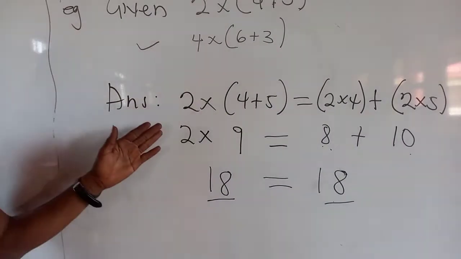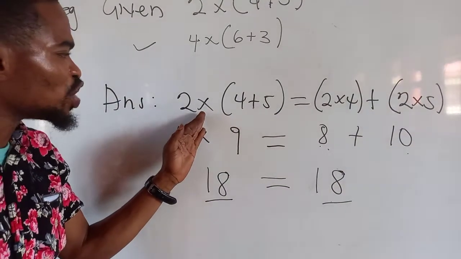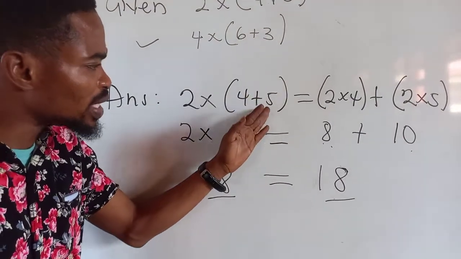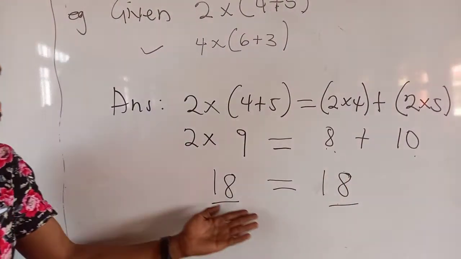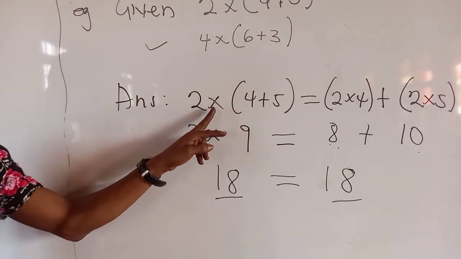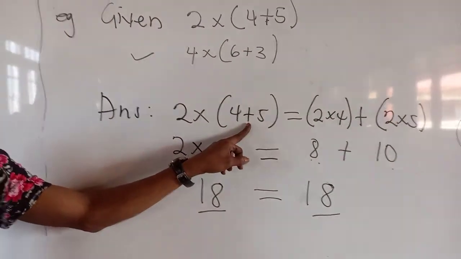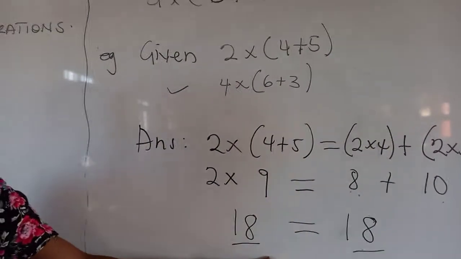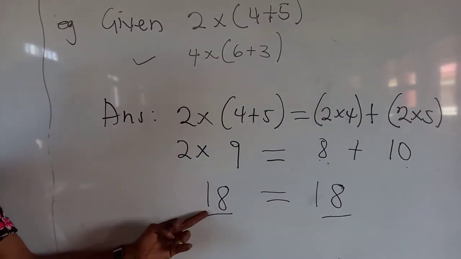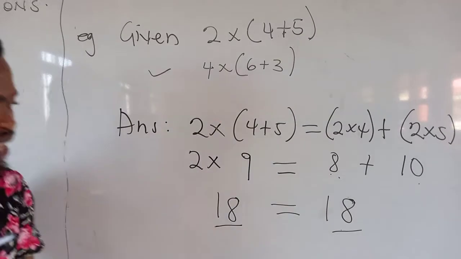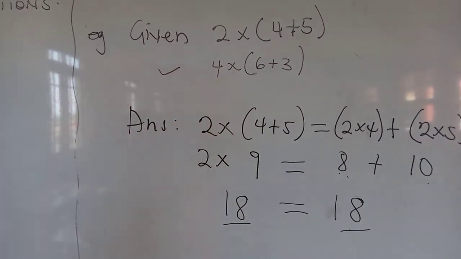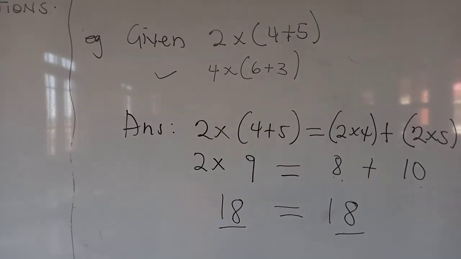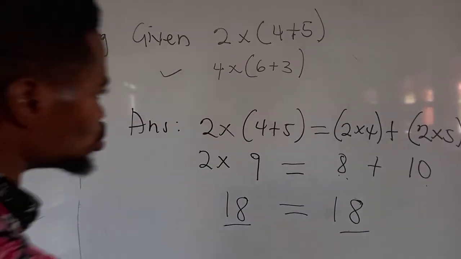So therefore, multiplication is distributive over addition, which means that by using multiplication and addition, we can get the same answer. 18 is here and 18 is also here. I hope you understand this. Now let's move on to example number 2.